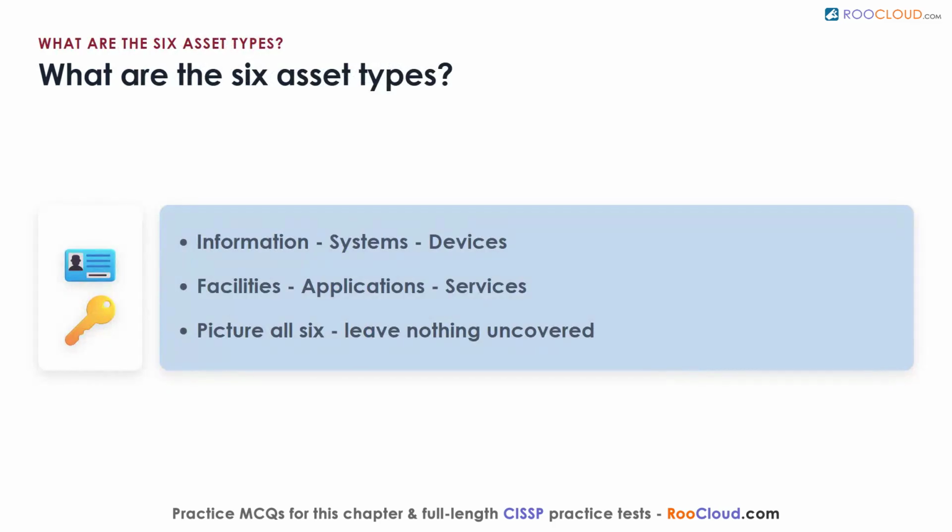What are the 6 technology asset types you must protect? The certification groups them into a clean set. There is information, systems, devices, facilities, applications, and services. Each one is a different surface an attacker might reach through. If you can picture all 6 at once, you can audit any environment and confirm nothing is left uncovered. We'll walk through each one now, so the whole map stays clear in your head.